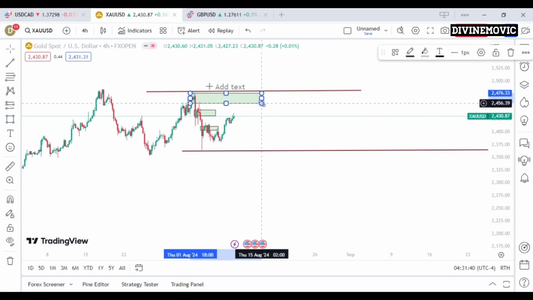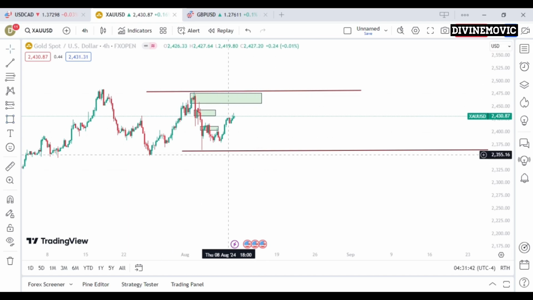Now our interest is to refine these zones to become points of interest, and be able to know what we're going to do next. And we want to do that on the 1 hour time frame.